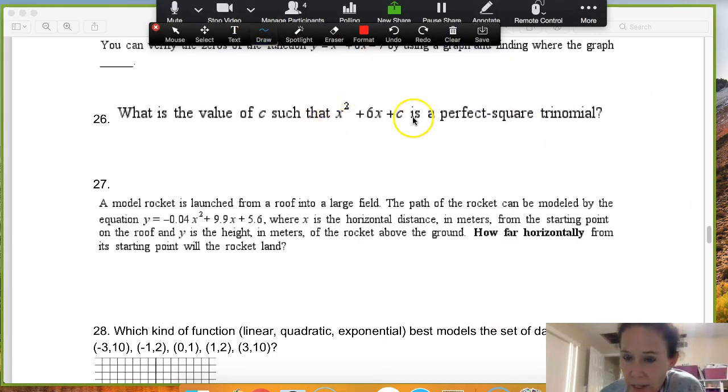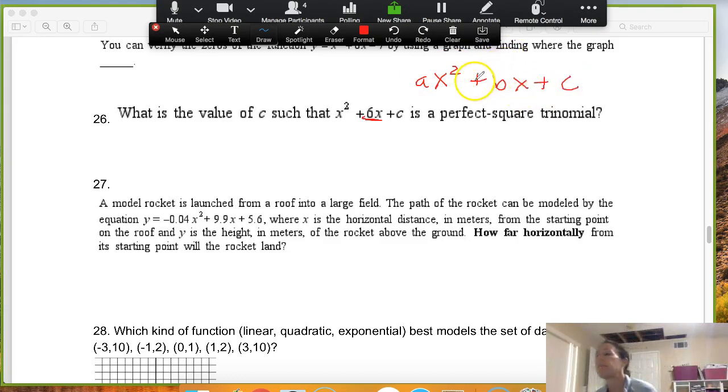Let's go ahead and look at this. To get the perfect square trinomial, what I do is I take my middle term, I divide it by 2, and I square it. So if I have x squared, let's do ax squared plus bx plus c. I can't find my perfect square trinomial if I have an a value. The first thing I would have to do is divide out the a value.